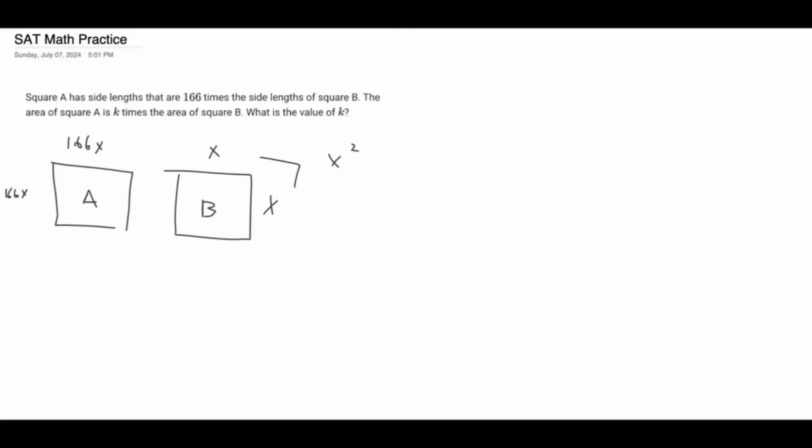So that's going to give us 27,556x squared. All right, so now we want to compare these two numbers, right? Because this is the area of square B, and then the one on the bottom is the area of square A. So how can we compare? Well, we can just plug in a random value for x. So let's say the side length of B was 1, right?